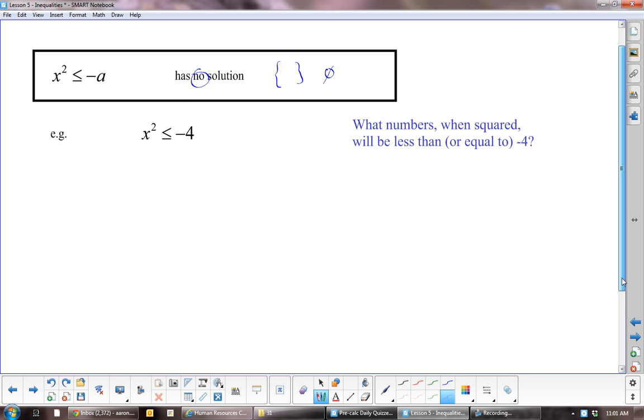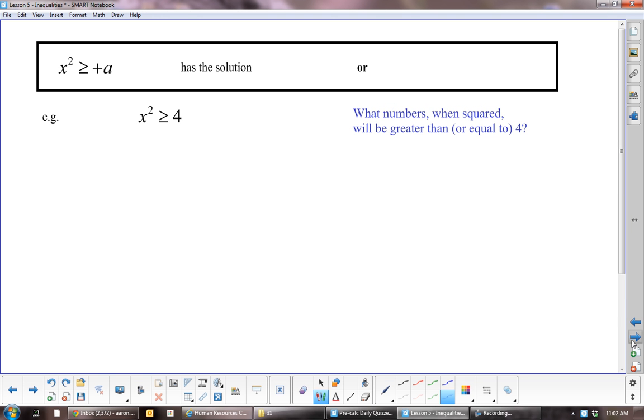Okay. Next. x squared greater than or equal to positive a. Now this does get students really mixed up. So we do need to talk about it a bit. But this has the solution: x has to be less than or equal to negative square root of a, or x is greater than or equal to square root of a.